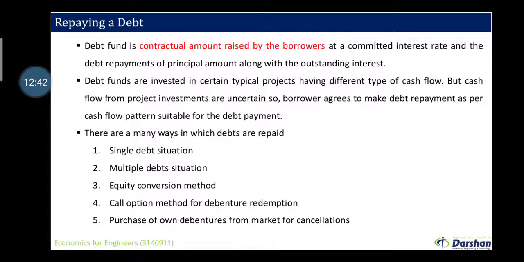Then after, repaying debt. Debt means what? Debt means the fund that you borrow from another person for a defined period of time, and you can borrow from institutions, from your friends, from your peers, from your colleagues. So if you pay this repayment of the debt, you can consider different concepts in this, how you pay this debt amount. Debt is a fund, a contractual amount raised by the borrowers at the committed interest rate, and the debt repayment is of the principal amount along with the outstanding interest.